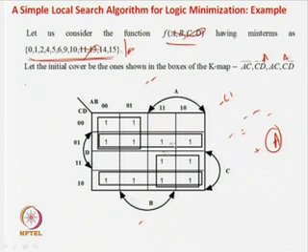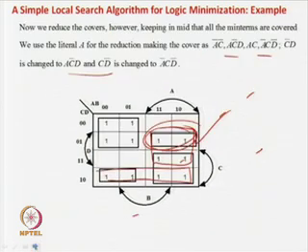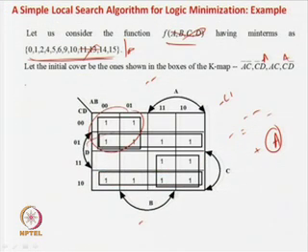Just observe that this is exactly what a human being does in the case of a Karnaugh map. He will first make some clusters. For example, he may first make a cluster like this, he may make a term like this, he may join like this, he may join like this, and he may join like this.